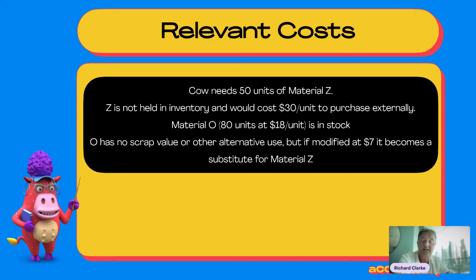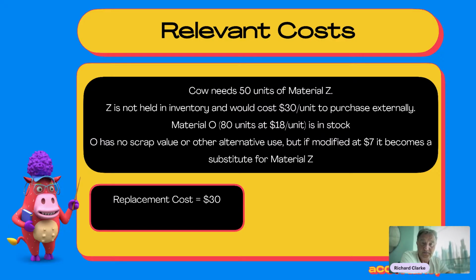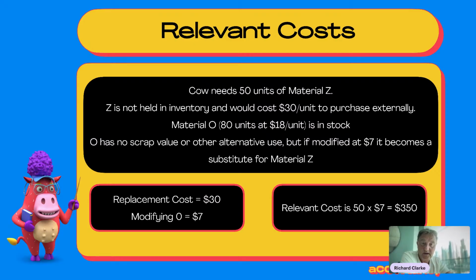I've got 80 of these material O in stock that I'm not using. It's got no scrap value. So therefore, I would use that material O, but to use it, it's going to be modified at $7. My replacement cost would be 30. My modifying O would be 7. And so therefore, my relevant cost would be 350, because that's what I would use, wouldn't it? I would use material O rather than go out and buy new stuff. I'd modify it at $7. I want 50 units. The answer's 350, okay?